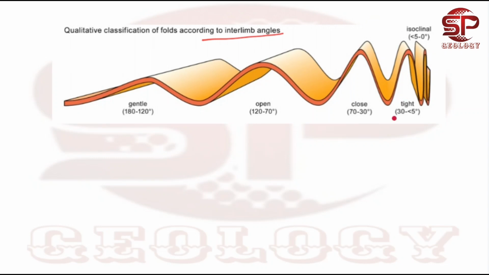The tight fold has 30 to 0 degrees, then closed fold 70 to 30 degrees, then open fold 120 to 70 degrees, then gentle 180 to 120 degrees. As you know, interlimb angle plus fold angle is 180 degrees. So these can also be represented on the basis of fold angle.